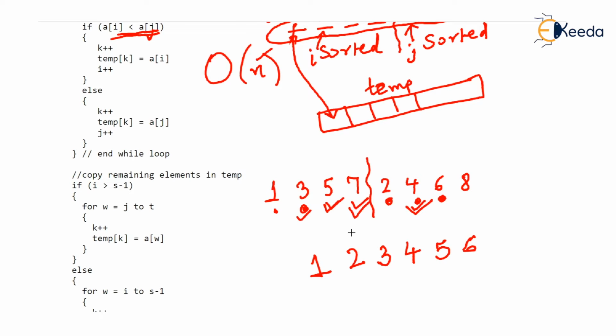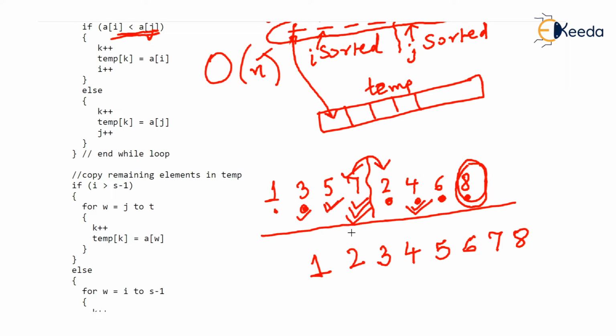And now finally, 7 is compared with 8, and 7 is lesser. So 7 is copied in the temp array. Now we have come to the end of the left part because 7 also has been copied. So we stop comparison. Whatever number of elements are left out in the right partition are simply copied into the temp array. So how many comparisons were really done? The number of comparisons done was 7.